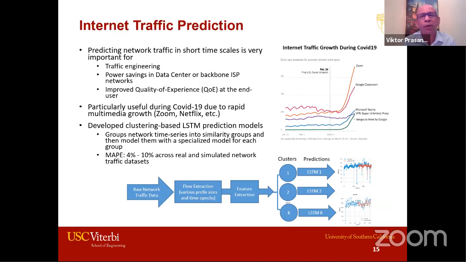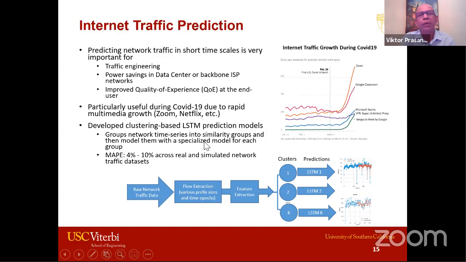Just one more example, one of my doctoral students is working on this problem. In this particular case, we want to understand what the internet backbone traffic is. As you all know, over the last several weeks, based on the work from home situation, the traffic on various backbones, for various kinds of applications, has dramatically changed. That's the example I've shown here on the right-hand side. So we want to be able to predict this traffic so that we can better utilize the resources we have and give a better experience to the end user.